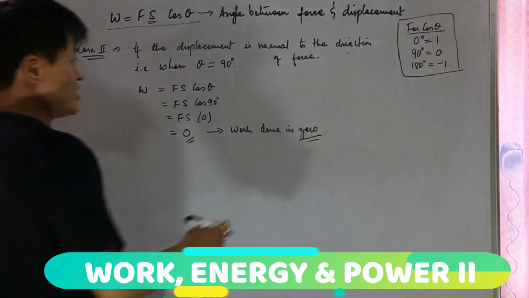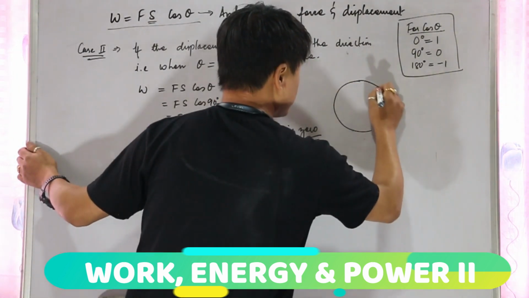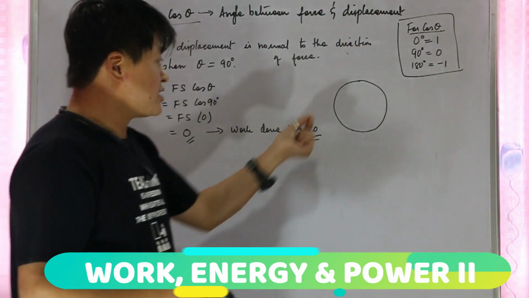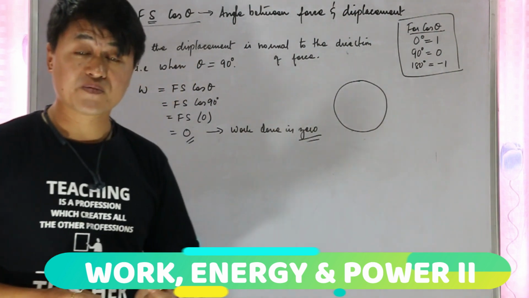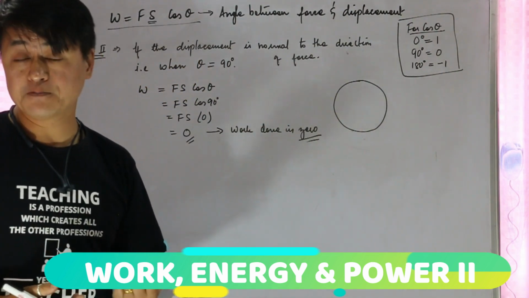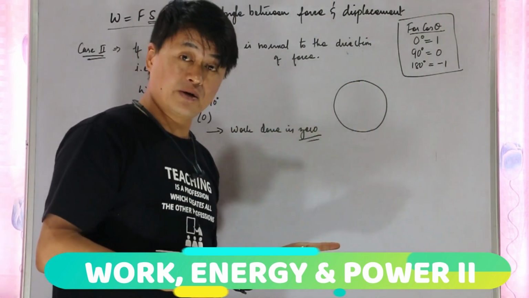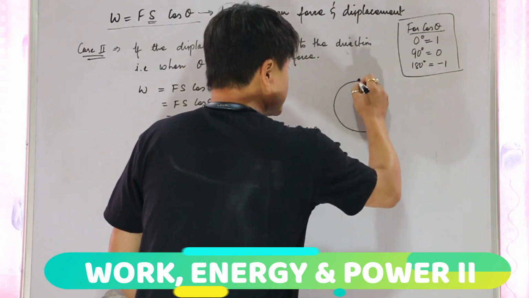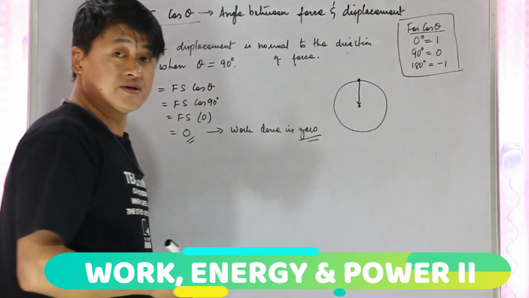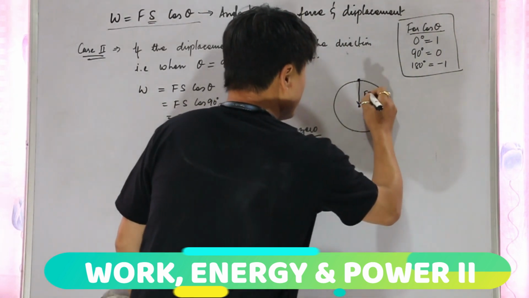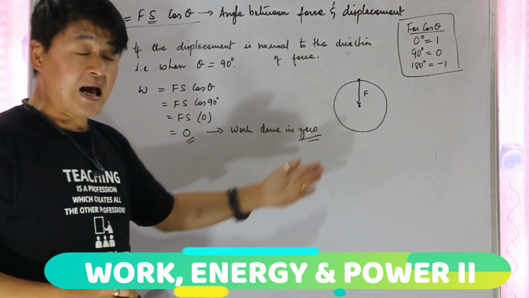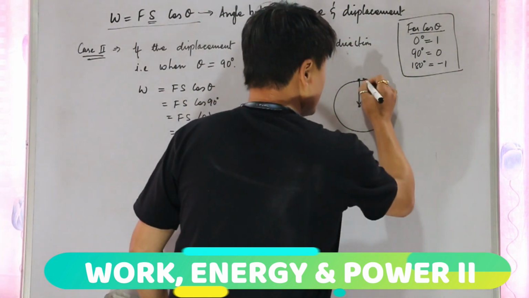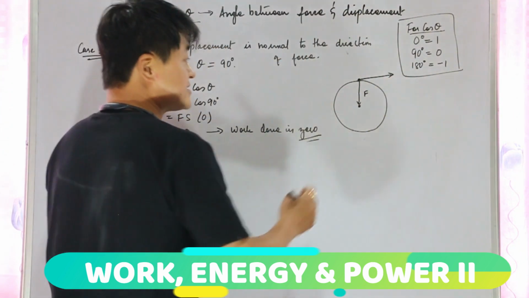So let's take an example of a body moving in a circular path. When the body is moving in a circular path, at each instant the body is pulled towards the center due to the force of gravity, or we can say due to the centripetal force. So if this is the center, at each instant the body is being pulled towards the center. This is the force. The force is towards the center, and the direction of motion at each point will be tangential. So it will be in this direction.